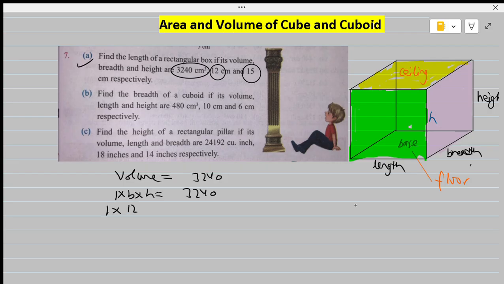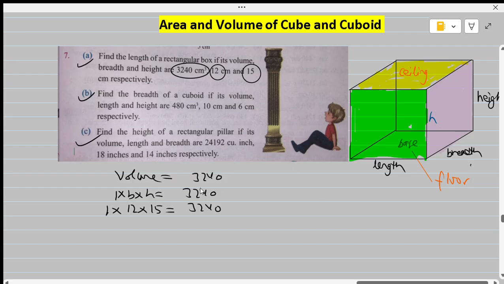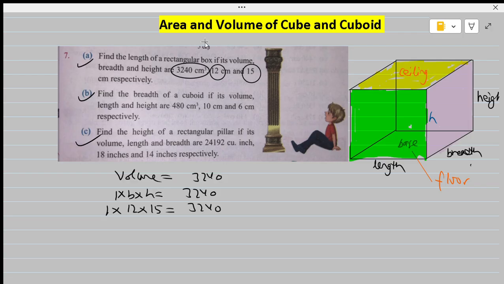Breadth is given 12, height is given 15. So bring 12 and 15 down for dividing, then you get the length. So very same way as we have done in 6, B also same and C also same. So it's clear with number 7. You can do it yourself. Now let's see what's there in number 8. Okay, I'll make this clear.